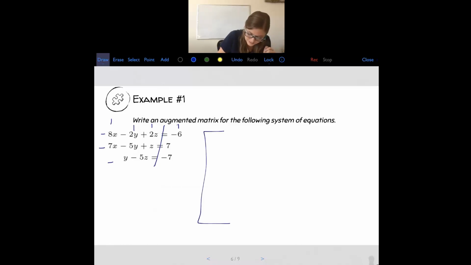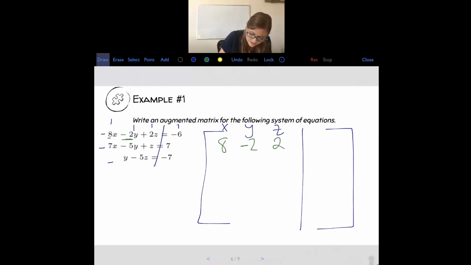So I'm going to start to build this. So we have our variables given are x, y, and z. Okay, so the number in front of x in the first one is 8. The number in front of y is negative 2, and the number in front of z is 2. And that is equal to negative 6. So this first equation becomes our first row of the augmented matrix.